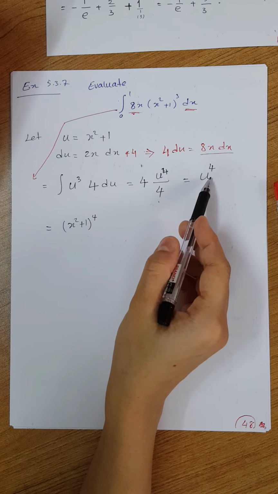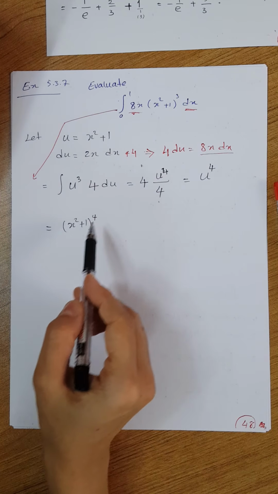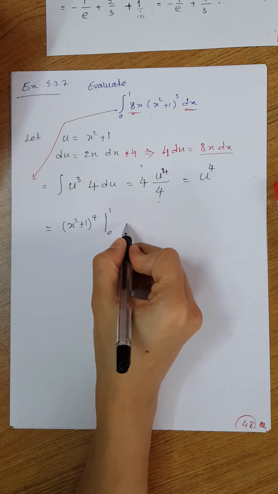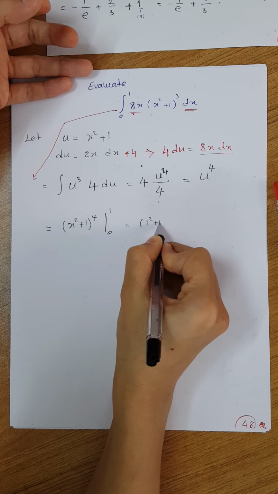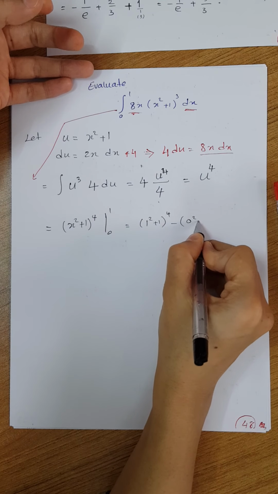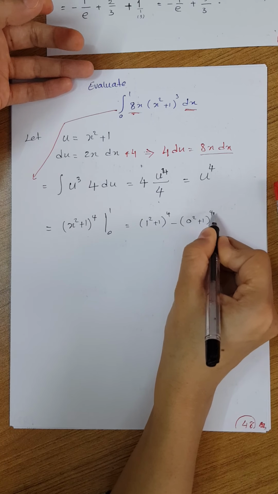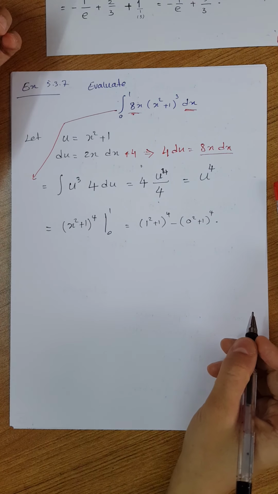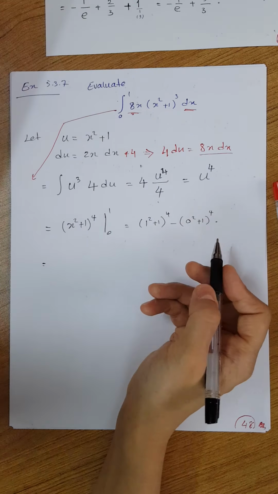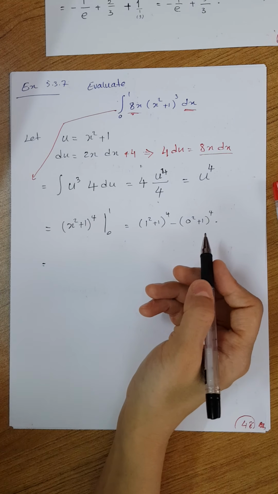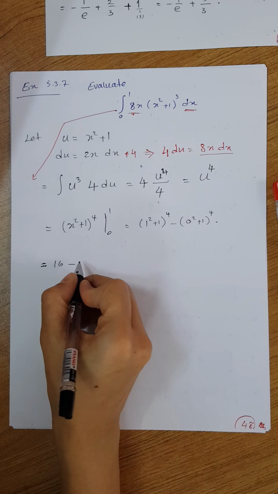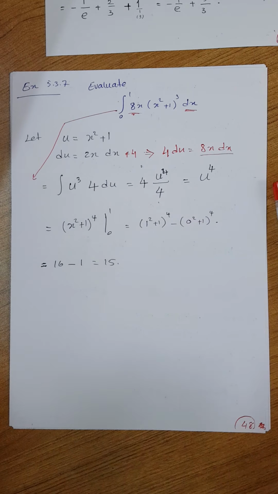If you look here, when it was u, I didn't put those bounds. Now I have changed the u back to x, and the bounds are for the x, so I'm putting the bounds right in here. So that one will be 1 squared plus 1 all to the power of 4, minus 0 squared plus 1 all to the power of 4. Solving this one will give you the required result. Let's solve it together. 1 plus 1 is equal to 2 to the power of 4. 2 to the power of 4 is equal to 16. Minus 1 to the power of 4, that's equal to 1, and the result is 15.